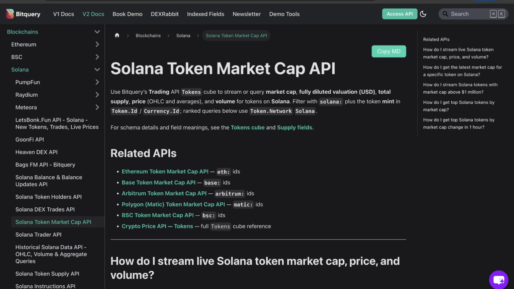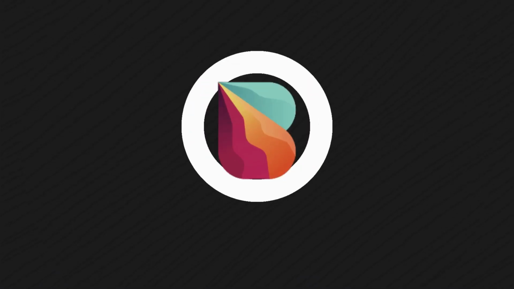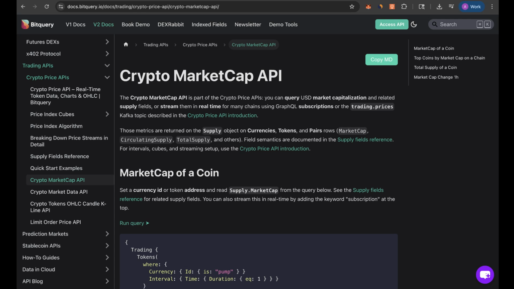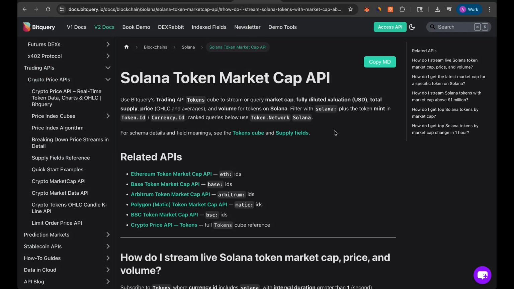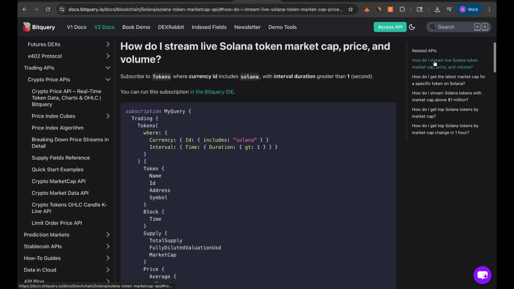Hey everyone! Today I'm showing you how to track token market caps, FDV, and supply metrics on Solana using Bitquery's trading API. These APIs are using multi-chain trading APIs by Bitquery. You can just change the network Solana to, let's say, ETH, BSC, Base, etc., and it works just fine. This API gives you real-time market cap, fully diluted valuation, total supply, and price data for any Solana token. Let's see how to use it.